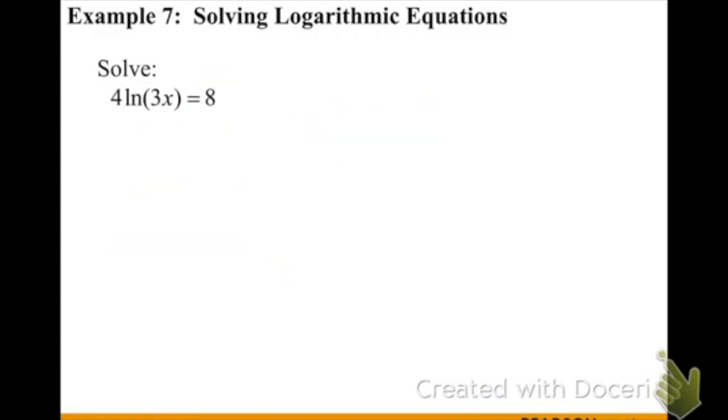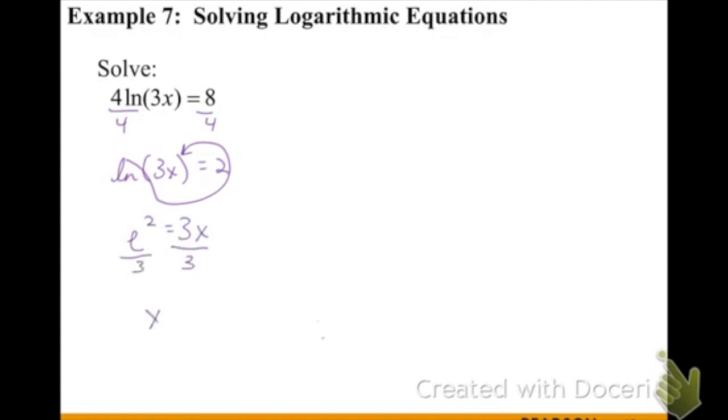So on this, we have a natural log. We can start by dividing by 4. So natural log of 3x equals 2. And then let's rewrite. This is a base e, so this will be e to the 2nd power equals 3x. Now, if you do e to the 2nd power on your calculator, you'll get a decimal that doesn't end or repeat. So I'm simply going to write this as a fraction. So this is an exact form to express my answer as e squared over 3.